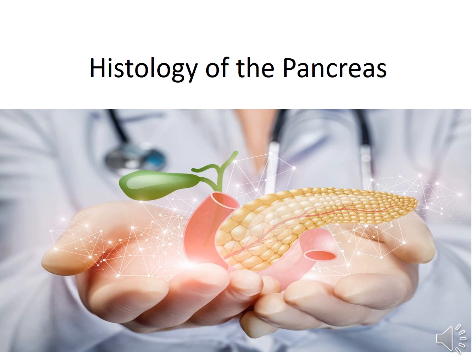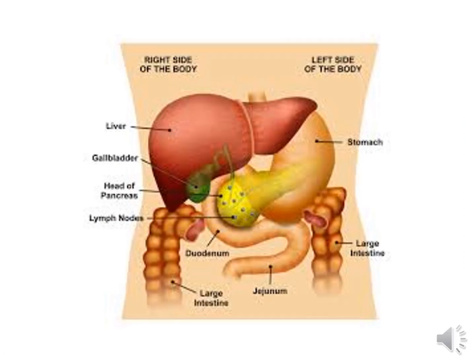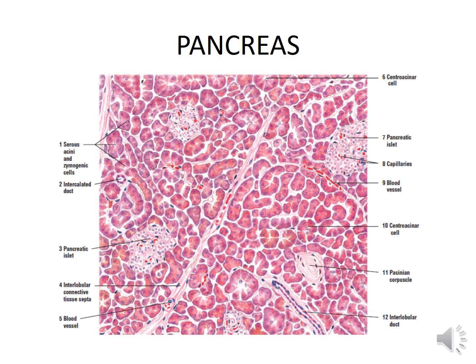Assalamu alaikum students. Today we will discuss the histology of pancreas. Pancreas is an important endocrine as well as exocrine gland which is associated with the GIT. It secretes various hormones and enzymes which help in the digestion of various nutrients in the small intestine and in carbohydrate metabolism. Now pancreas is a mixed endocrine and exocrine gland.